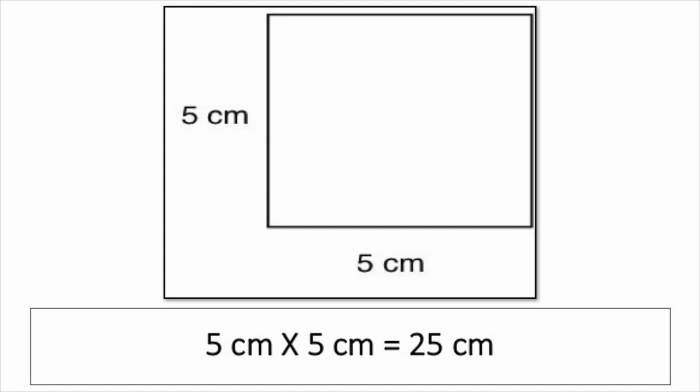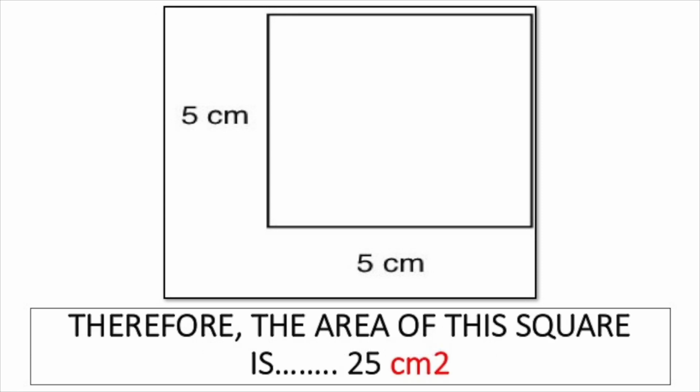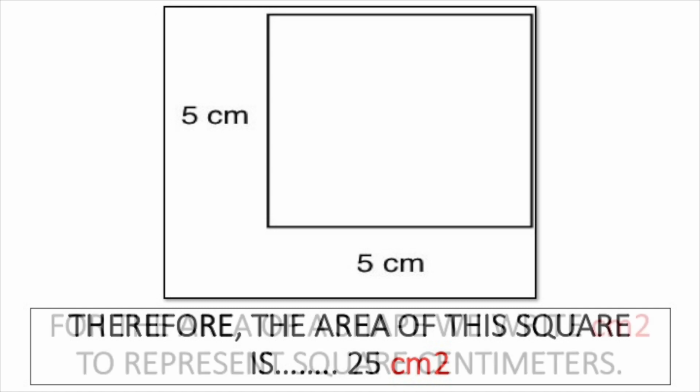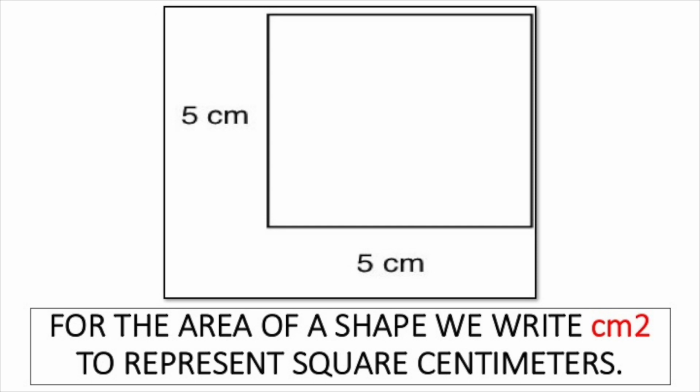When we do area, what do we need after the end of the unit? 2 to measure squared. So we need to change it to. Therefore, the area of this square is 25 centimeters squared. Yes. Let's do another one together. For the area of a shape, we write centimeters squared to represent square centimeters.